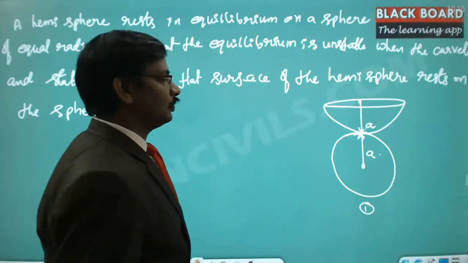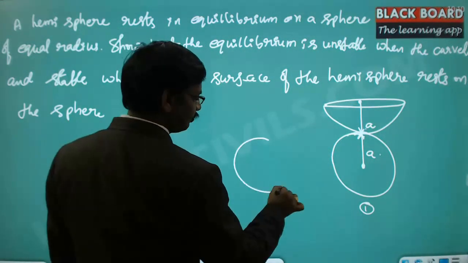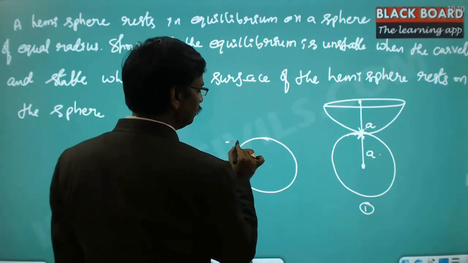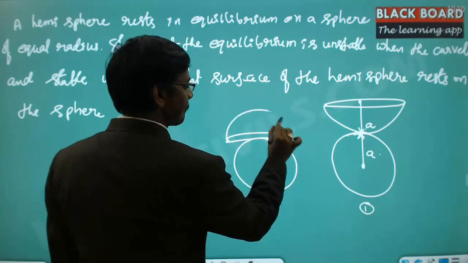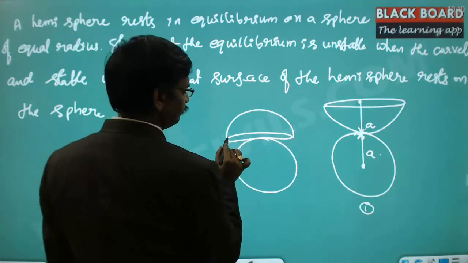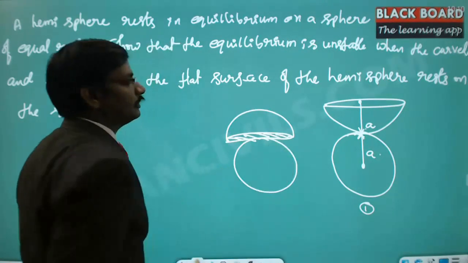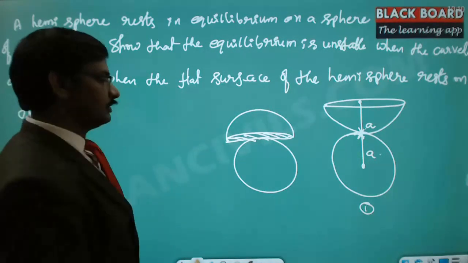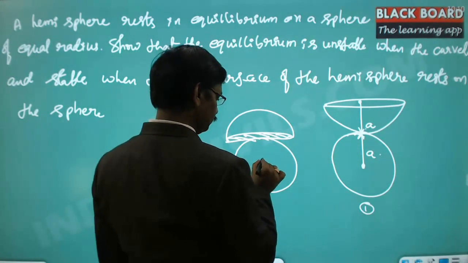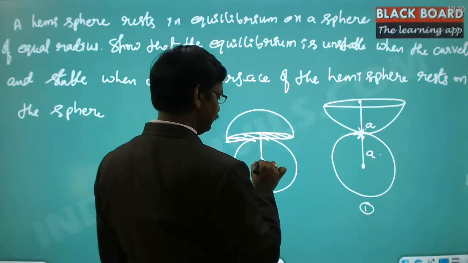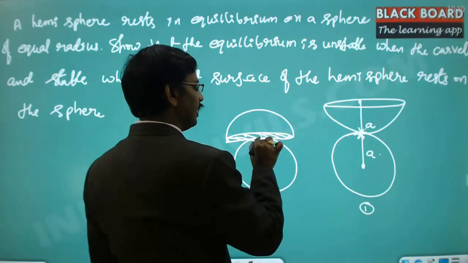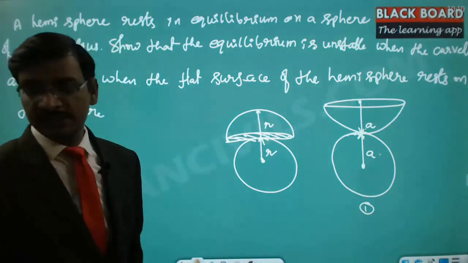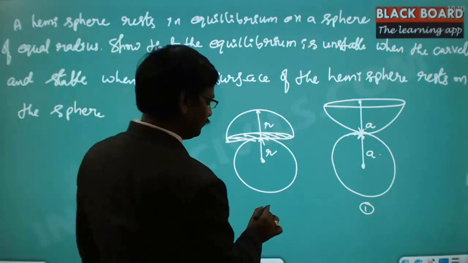And in case 2, he has taken the same sphere, but the flat surface is resting on top of the first surface. So this is again the center and this is the center. This is the radius, and this is again the radius of the hemisphere. Both are one and the same. Now this is case 2.